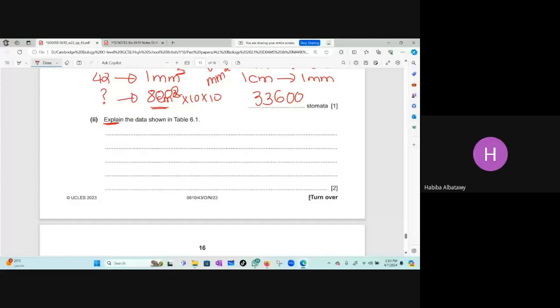Water loss. Yes, to prevent water loss. First, you will write some data. You will say that I have more stomata in the lower or the upper surface? In the lower surface. Now, give me two reasons why.